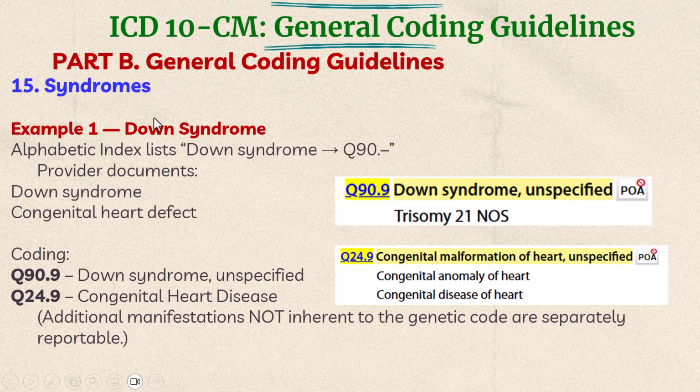Example 1, Down syndrome. So when you go to the alphabetic index, it shows Down syndrome Q90.0. So when the provider documents like this, Down syndrome, congenital heart defect, go to the tabular list, you can see Q90.9, that is Down syndrome unspecified. And for congenital malformation of heart, that is Q24.9. So here the additional manifestations not inherent to the genetic condition are separately reportable. So you have to report these codes separately.